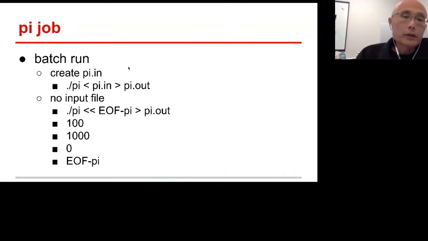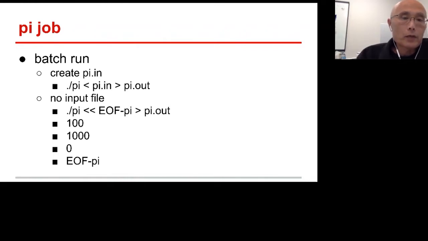There's an alternative way of dealing with such programs without using an input file, which may be convenient. You can put everything in your batch file this way. And this makes use of the double left-pointing bracket, followed by a set of characters, which is arbitrary. In this case, I called it EOF, or end of file, -pi. And then I still have the right pointing bracket for the output file. And then I would type in the characters that I want, the input that I want.